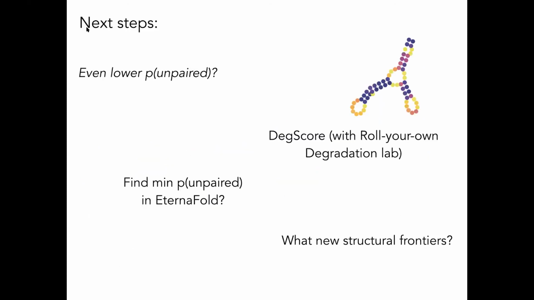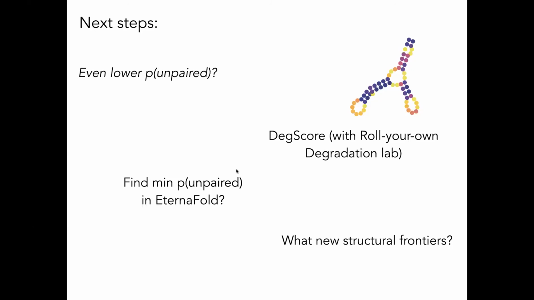And so going forward, there's still more avenues that we're interested in being able to explore. So one is, can we go even lower? An open question. Another avenue that is also on Eterna, so there's these DEG score metrics, which are kind of getting a more nuanced way of looking at p-unpaired, which is to say that there might be a difference in the degradation rate between nucleotides in a multi-loop or in a hairpin.